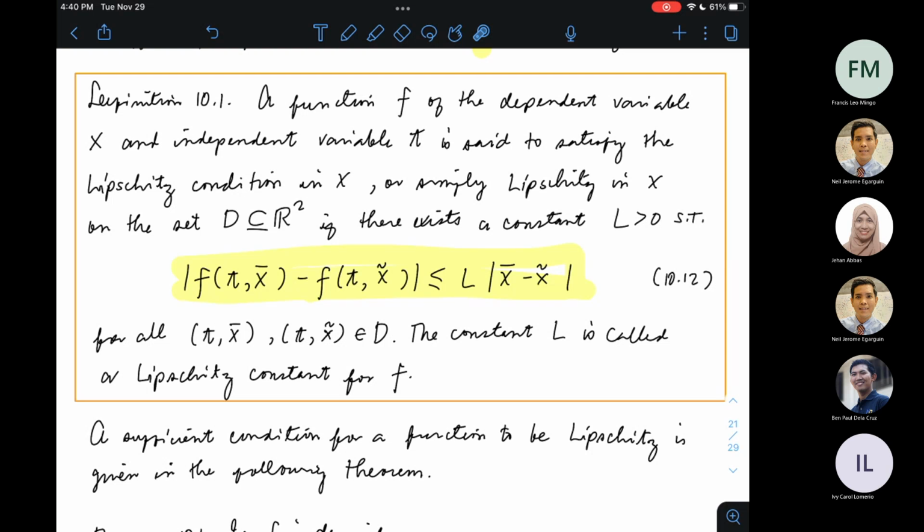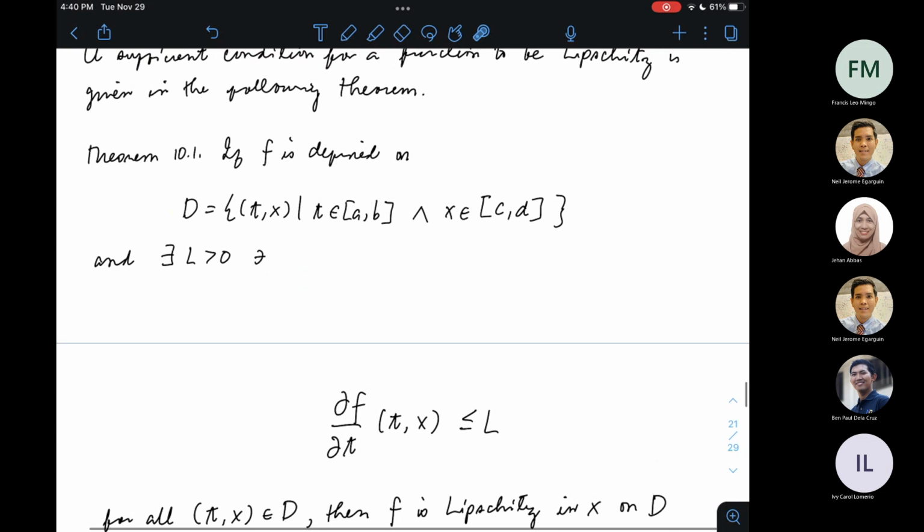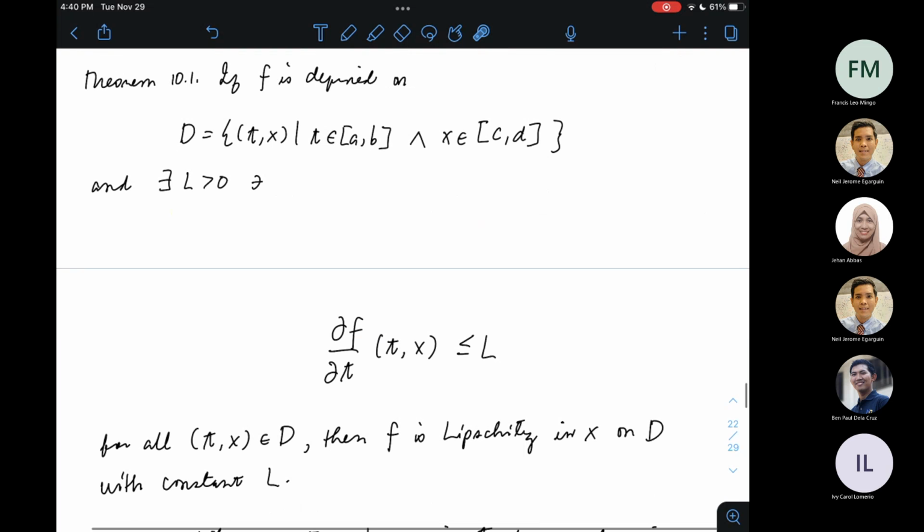Now, it's quite hard to always go by the definition to check Lipschitz continuity. Well, this is an alternative way. This is, I think, a sufficient condition for Lipschitz continuity. Kapag ka bounded yung partial derivative ni f with respect to the dependent variable x by some constant L, then we say that the function is Lipschitz in the dependent variable x on the domain D. Okay? So kunin nyo lang yung partial, mache-check nyo na kung siya ay Lipschitz continuous.